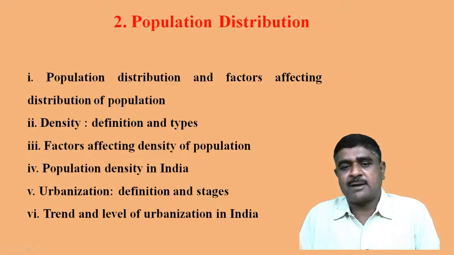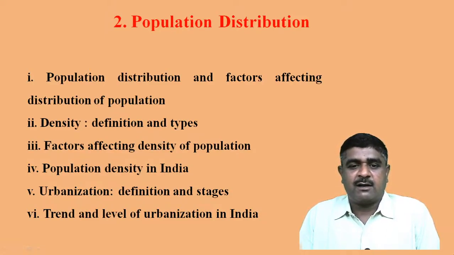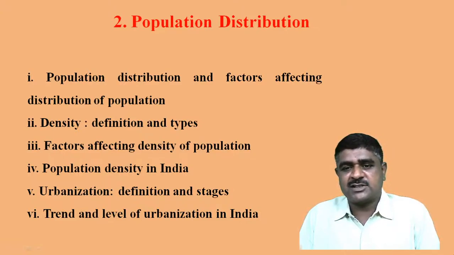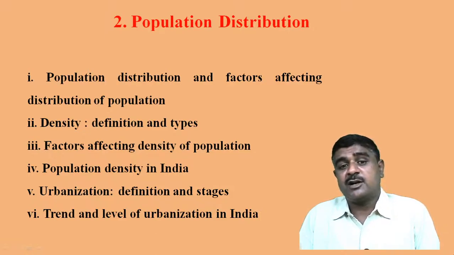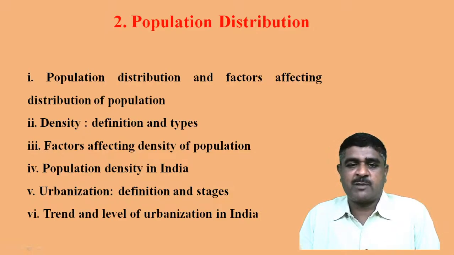Simply, I will tell you an example: West Bengal, Bihar, Maharashtra, Andhra Pradesh, Tamil Nadu, these are the states having very high density. As compared to these five states, the states in northeast India have very low density because of the topography. Topography is one of the important physical factors which has a positive influence on the density of the population.